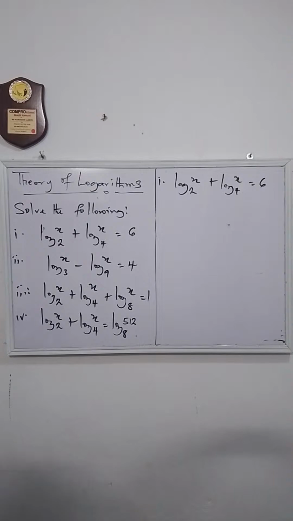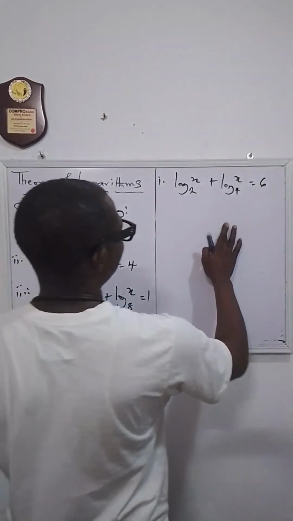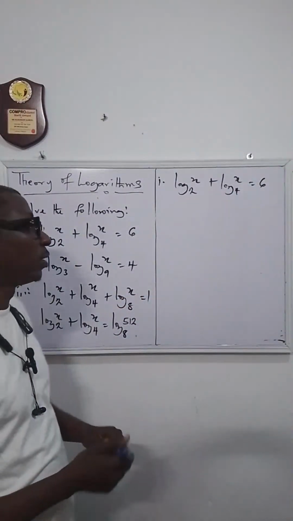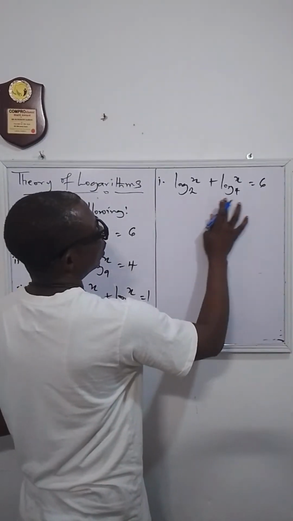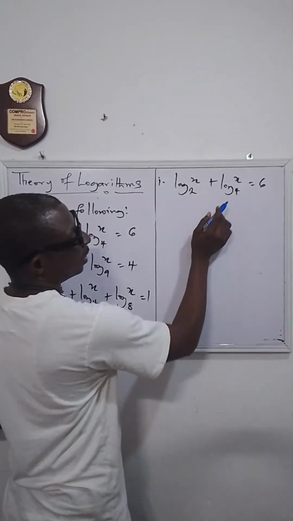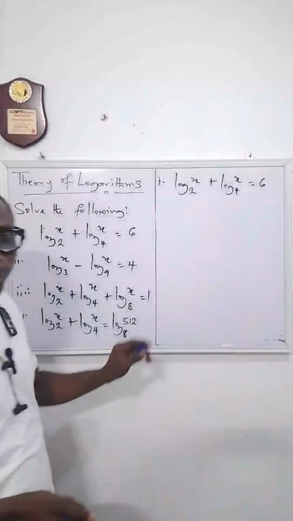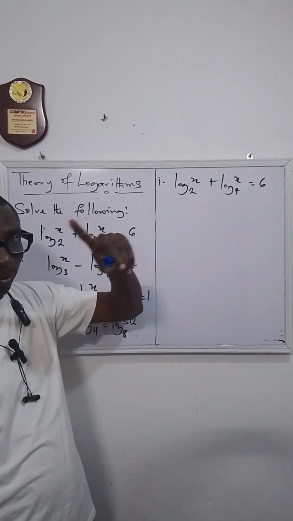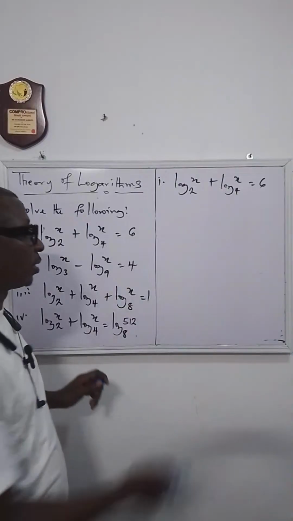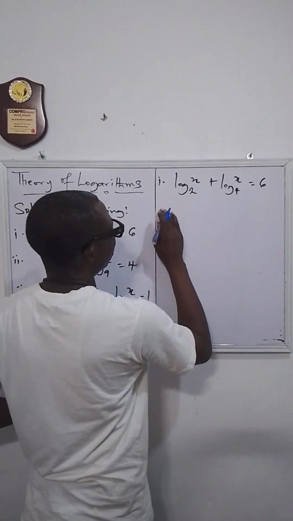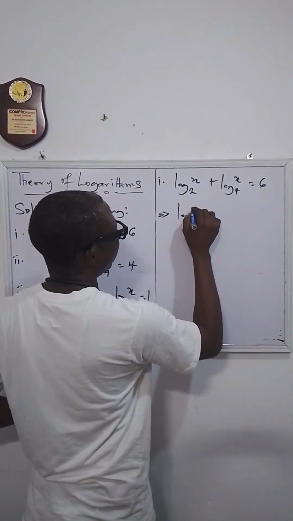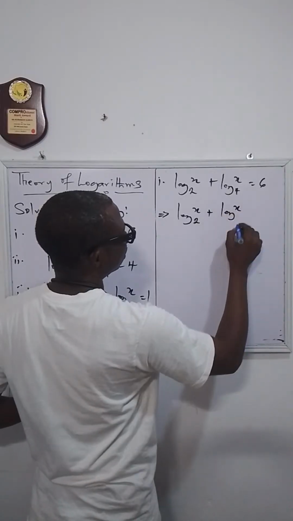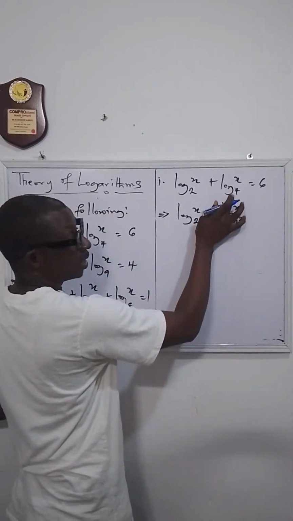So how are you going to do this? The first thing is to apply the law here: when adding, you multiply. But you can see we have a restriction here. We cannot go ahead and multiply, because look at the base. The base here is 4, while this one is 2. So I'll quickly adjust this. This implies log of x base 2 plus log of x base 2 raised to the power of 2, and that's the same thing as 4 here.